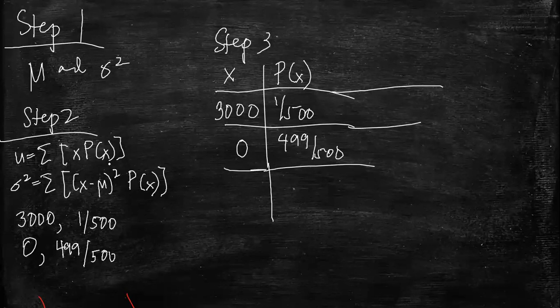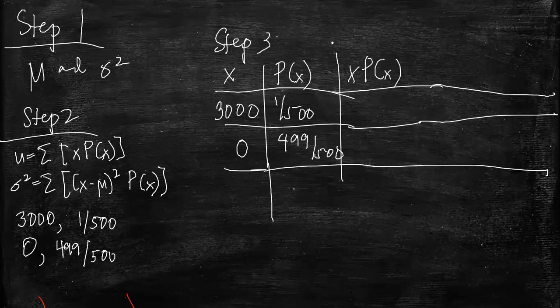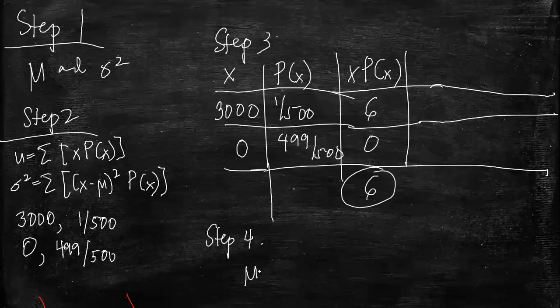Okay, let's answer. Sige, mean tayo. Okay, so ano nang gagawin natin pag mean? Ayan, extend ko lang yung table. Okay, so x times p of x, ilan? 3,000 times 1 over 500, 6. 6 po. Okay, ito 0 na. So, the sum is 6. So, ang mu natin ay 6.